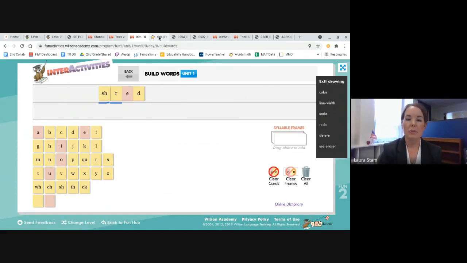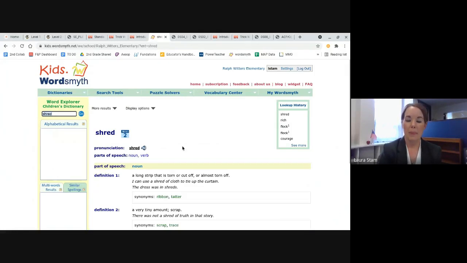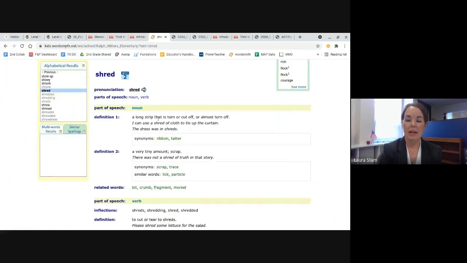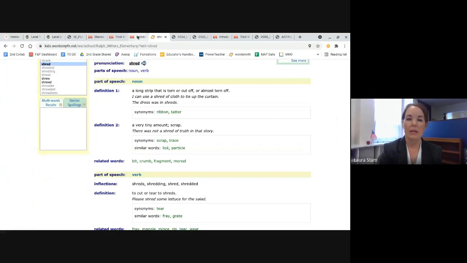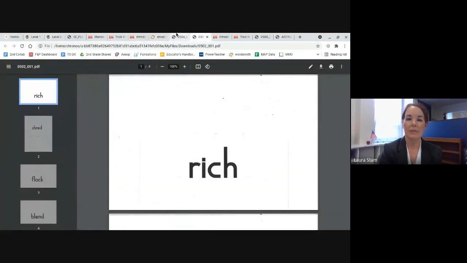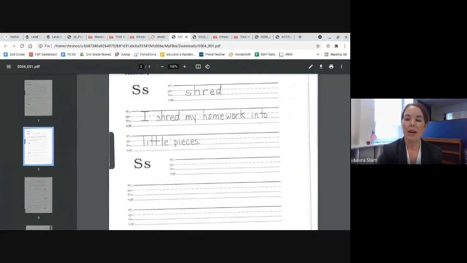Okay, do we remember what shred means? Let's look this up in our dictionary. So shred means a long strip that is torn or cut off. Or if we come down to the verb, it means to cut or tear to shreds. The sentence we came up with in our class was, I shred my homework into little pieces.